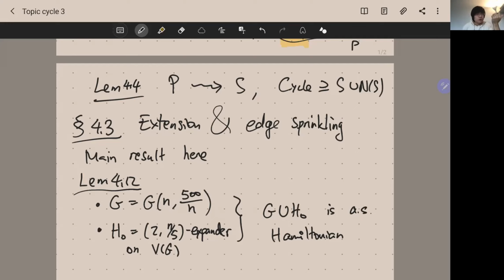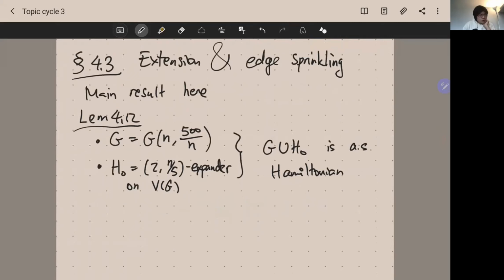Furthermore, if you want to give a very sharp threshold for the appearance of a Hamilton cycle in the random graph, then that amounts to proving that we can find a spanning 2n/5 expander in the random graph with a certain probability. If you can find a spanning one, then on top of that you sprinkle some more edges, and we make it Hamiltonian. So that's how we can see Lemma 4.12 is applied. So it's a very nice lemma.